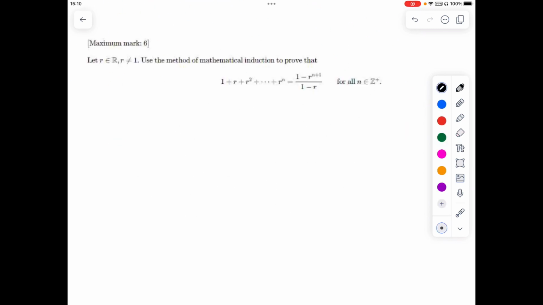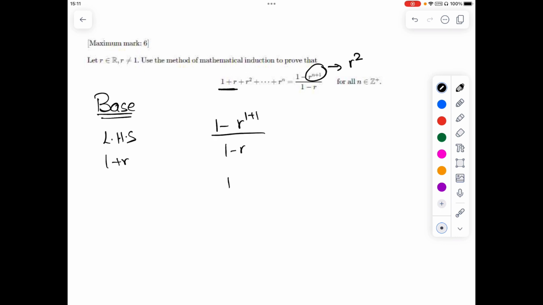Next question, we have to prove this one by using mathematical induction. So now what am I going to do? I'm going to do the base case or basis case. If I plug in n equals 1, it is r power 2, which means basically two terms. Sum to two terms on the left hand side is 1 plus r. When I simplify, n equals 1 in the right hand side, I should be getting 1 plus r.